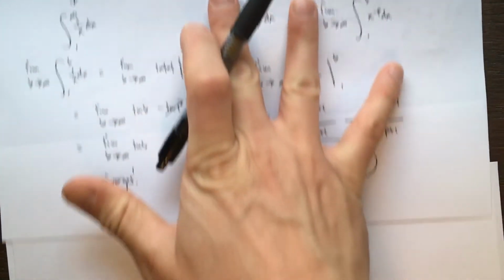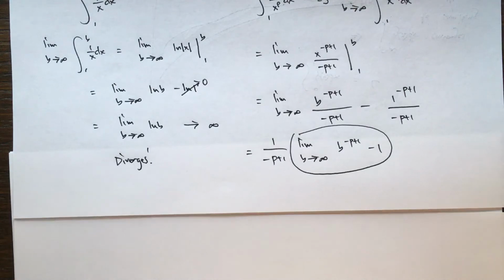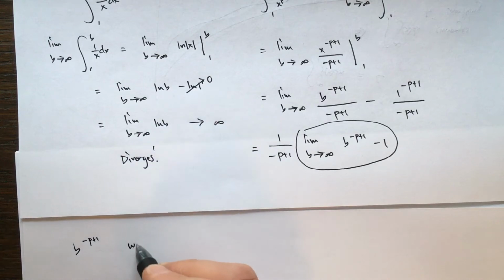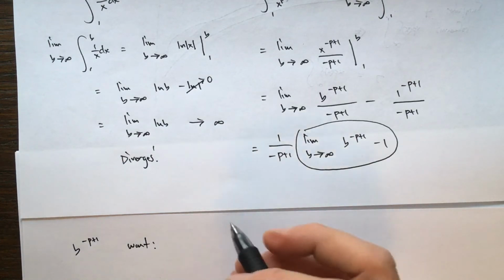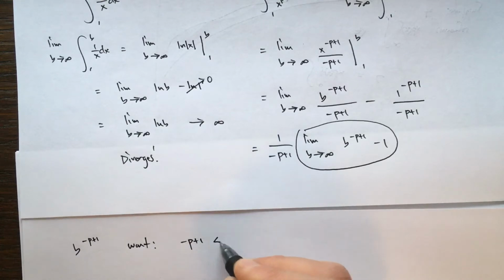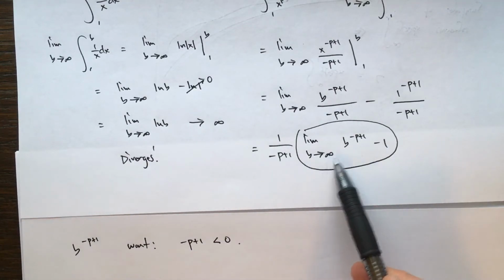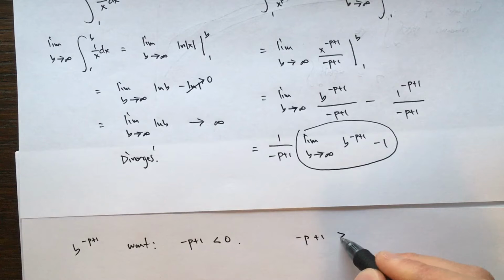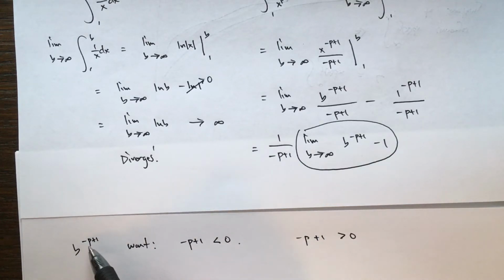Essentially, what I want to think about is, for b to the negative p plus 1, what I want in order for this to converge is for negative p plus 1 to be less than 0. If the exponent is less than 0, then I'll end up dividing by that huge number, and that will send this piece to 0. If the exponent instead is greater than 0, then I'm just doing b raised to some power, and if b approaches infinity, it's going to approach infinity as well. Even if the power is less than 1 and it's slow, it's still going to approach infinity.